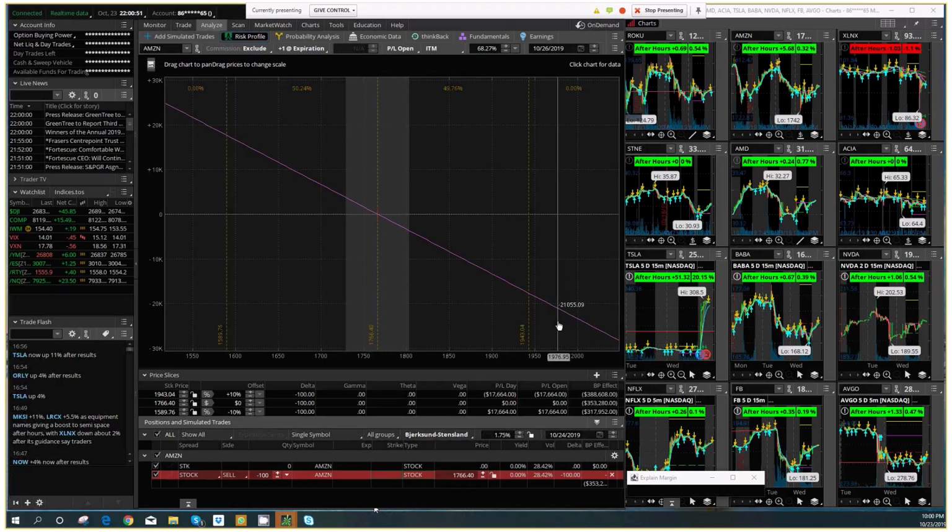I mean, this thing can go to 3,000. You know, it can go as far as it wants. Zero is not the limit. So again, unlimited risk, unlimited reward when you short a stock.